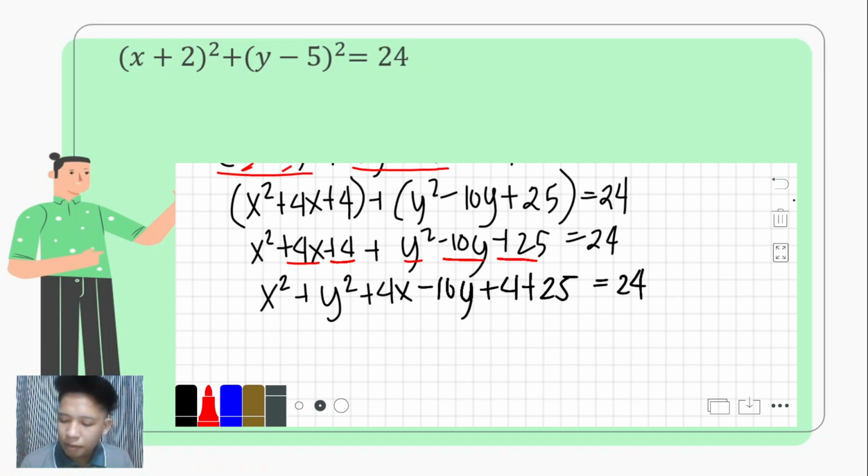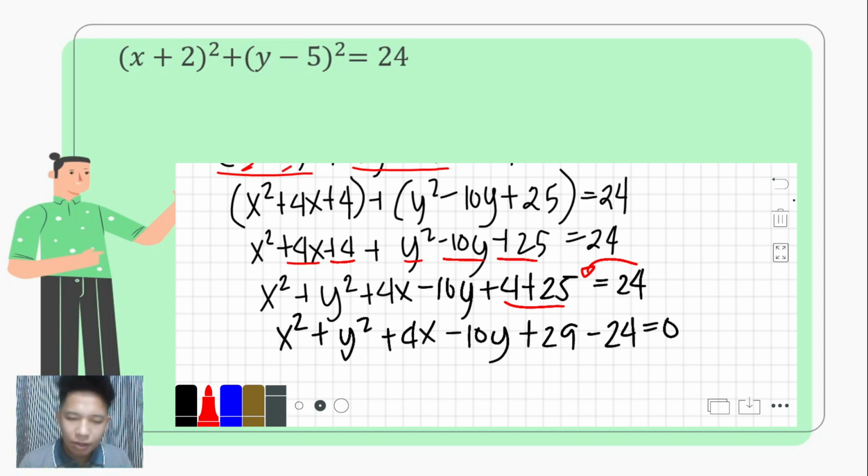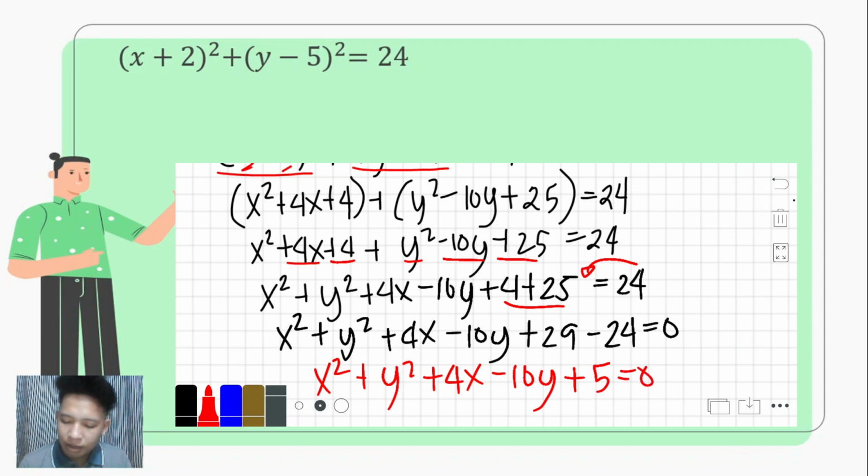Since 24 is on the other side of the equation, we are going to transpose it to the other side, making this x squared plus y squared plus 4x minus 10y plus 29, which I have just simplified, then minus 24. By simplifying this one, the general form of the equation of the circle now would be x squared plus y squared plus 4x minus 10y plus 5 equals 0.